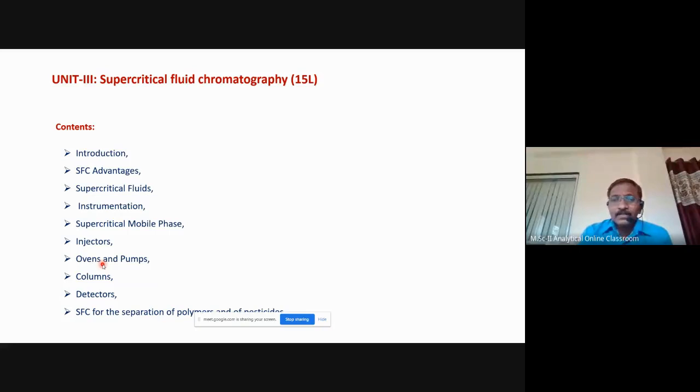Instrumentation: there should be an injector and instrumentation parts. We have actually seen this in detail regarding mass spectrometry. So here also we have to focus on the parts used in the instrumentation, like the injector, pump, column, and detector, and then the application of supercritical fluid chromatography. I don't think it requires much more lecture, but whatever they have given, we have to cover all the things which are included in the syllabus.